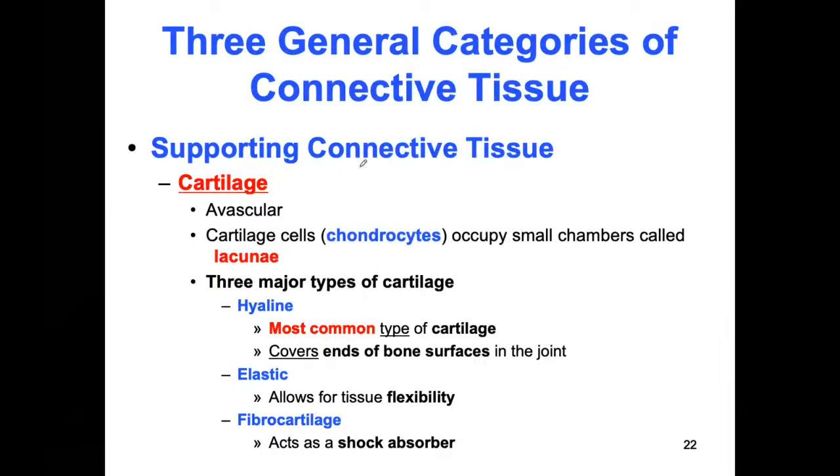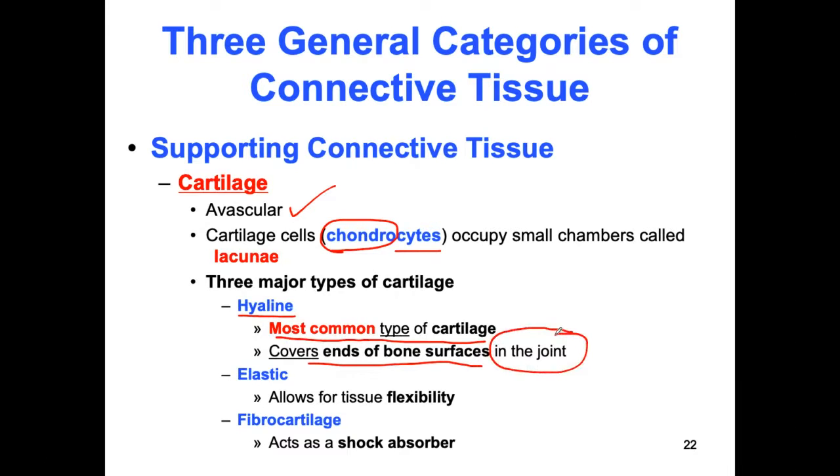Okay, now we're on the supporting connective tissue. Now, supporting connective tissue, we'll talk about cartilage and then we'll talk about bone. So cartilage, we said, is avascular. The type of cartilage cell, when you see chondro, that means cartilage. It is a cartilage cell, chondrocyte. And the three different types are hyaline cartilage, which is the most common type of cartilage found in the body. It's going to be found at the end of the surface of the bones that are involved in forming the joint. Anywhere you have two bones that meet, that are freely movable, there's going to be cartilage there.